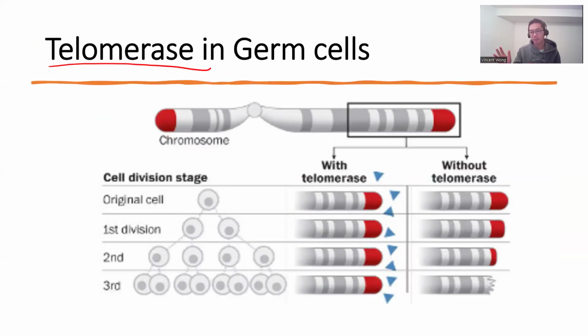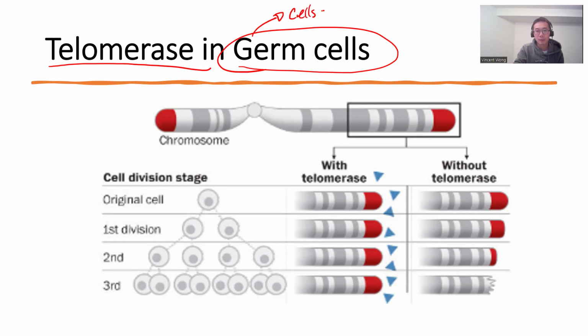Telomerase is the enzyme. So telomerase is going to be turned on in germ cells. Okay, germ cells, it's not what you think it means. It's not like bacteria. Germ cells are cells that become sperm or egg. In male, it becomes sperm, in female, it becomes egg. So these are the cells that would become the sex cells. And so the telomerase is turned on in these cells so that you can rebuild the telomeres.